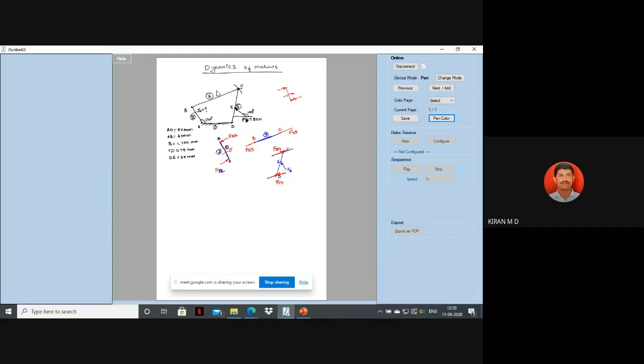Okay. So for that, we need to find out the direction of F14 and the direction of F34. This F34 direction, we know that this is the direction of F34. By using this, we are going to find how to find out the direction of this F14. I will show one concept here.